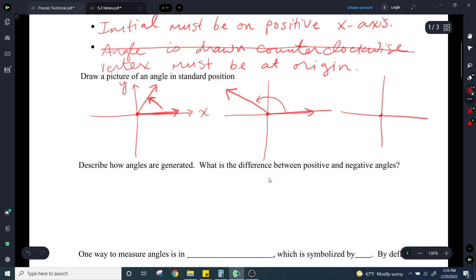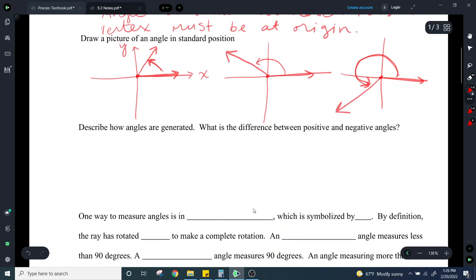Let's do one in the third quadrant. So we can go this way, we can go all the way into the third quadrant. So this would be an angle in the third quadrant. So the measurement of this angle would be all the way around from the positive x-axis to wherever the terminal side stops.